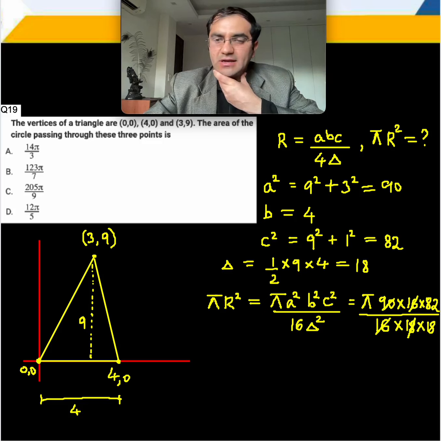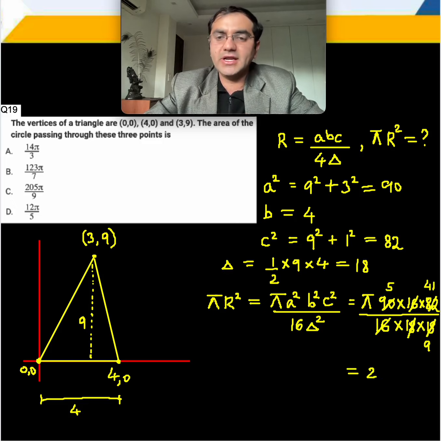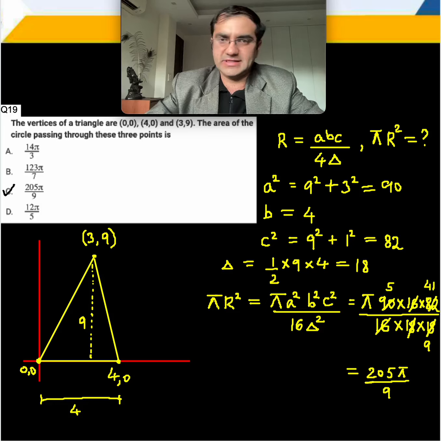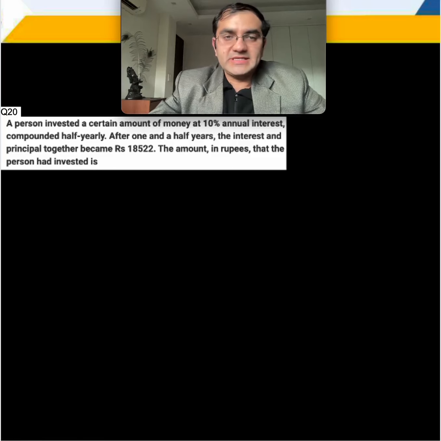Simplify, cancel out: 16 is gone, 18 divides 5 times, 2 divides 9 times, and you get 205 pi divided by 9. C part is the right answer for this question. This is a question from SICI.